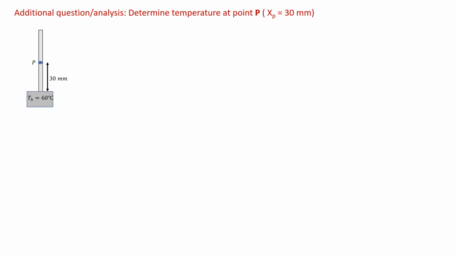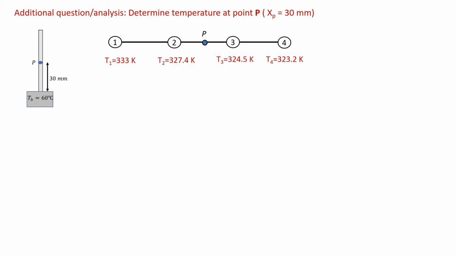Now, I would like to discuss additional analysis. For example, let's determine the temperature at point P, which is located 30 mm from the fin base, or it is located at the middle of this fin. In the free body diagram, we can see that point P is located in element 2, which is between T2 and T3. So let's take out this element 2, and we can see the detail of this point.